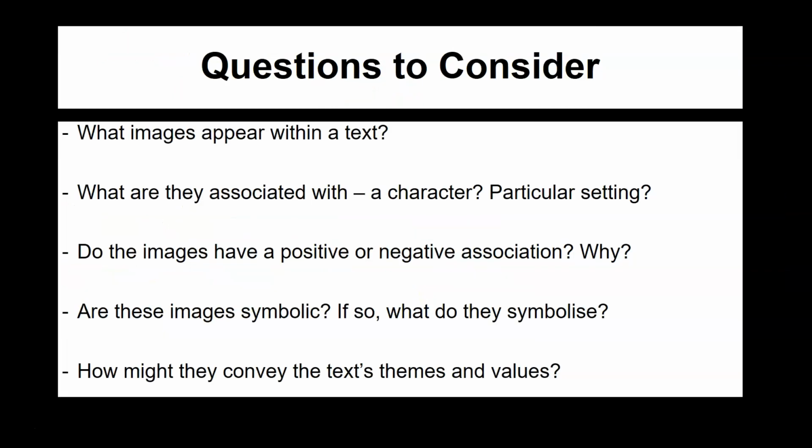So the questions that we can consider after all this are simply, what images appear within a text? What are they associated with, such as are they associated with a character or a setting, and what do they represent? Whether or not these images have a positive or negative association based on what the reader understands of them and why. Are any of these images symbolic, and if so, what do they symbolize in their literal self? And how might they convey the text themes and values? So please consider these questions as you explore a text and consider how language and imagery is used by the author.